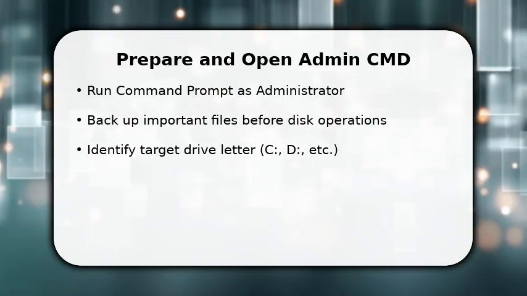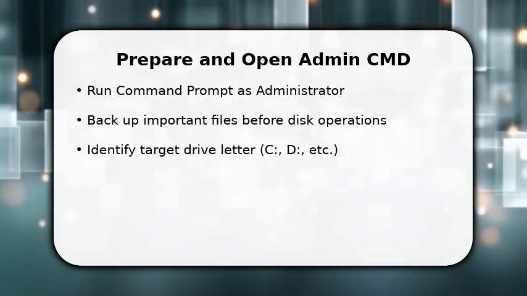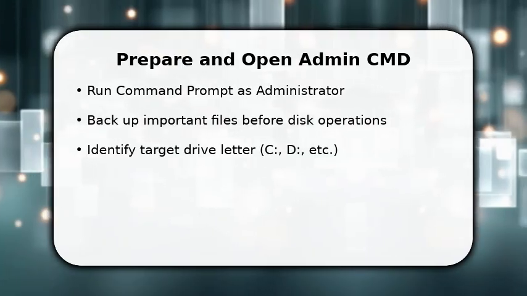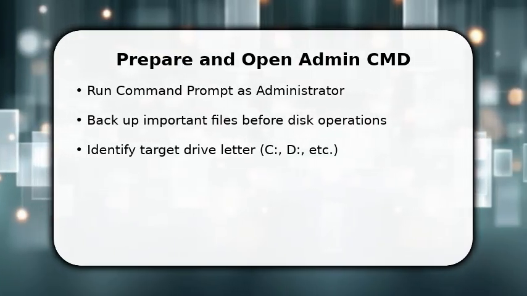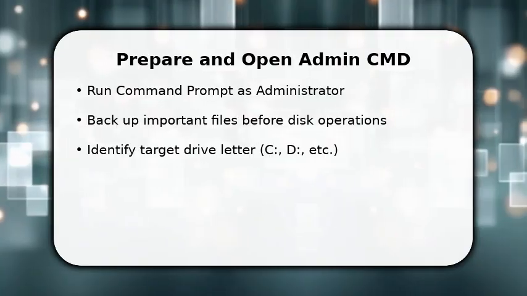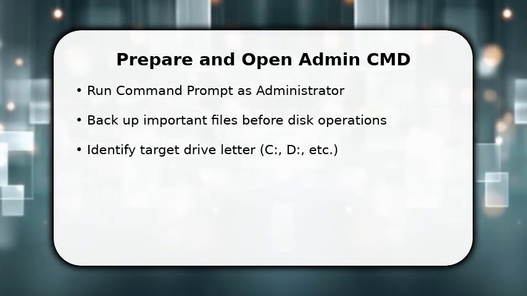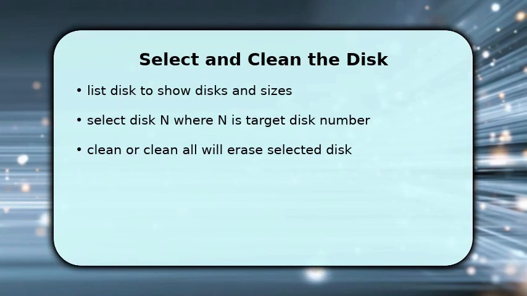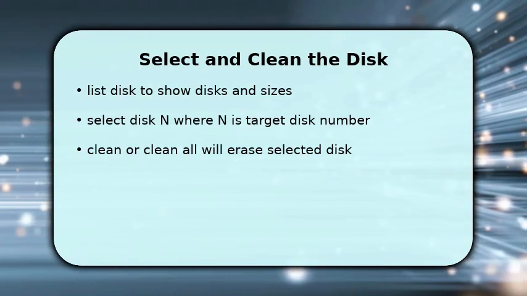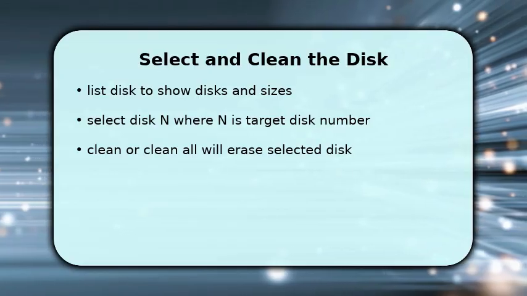Now type diskpart and press enter to enter the disk partition environment. This is the first actionable step. Make sure diskpart shows the prompt before you continue, because proceeding without it wastes time and risks errors. Once in diskpart, list disk to display available drives and their sizes so you pick the correct target.